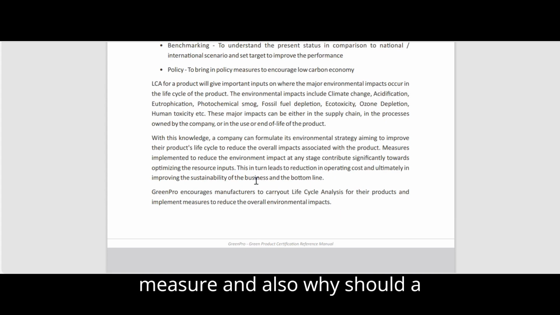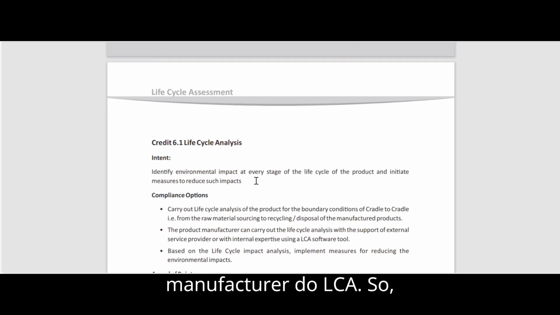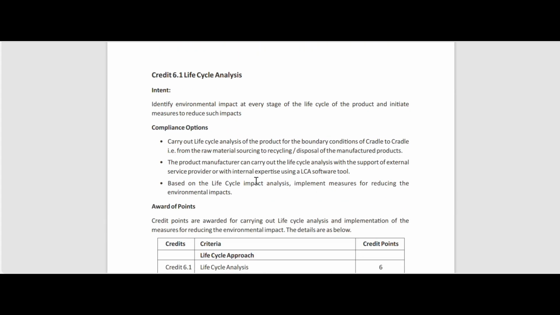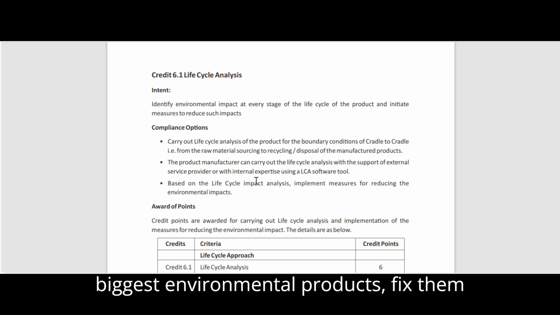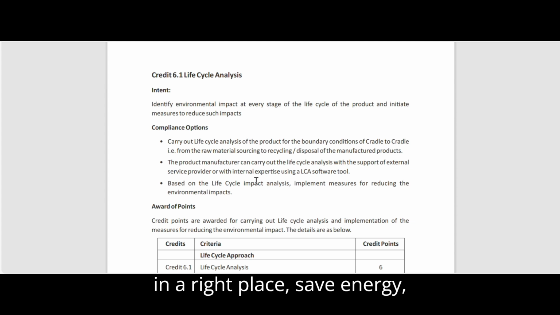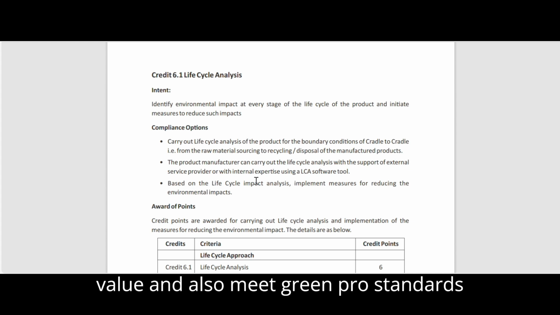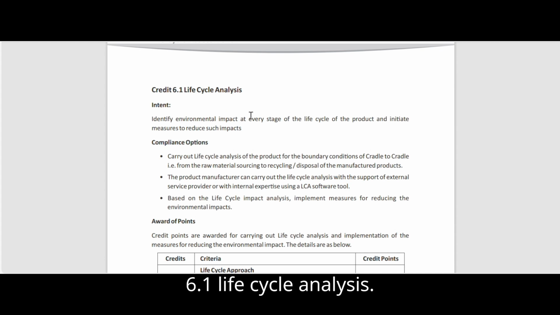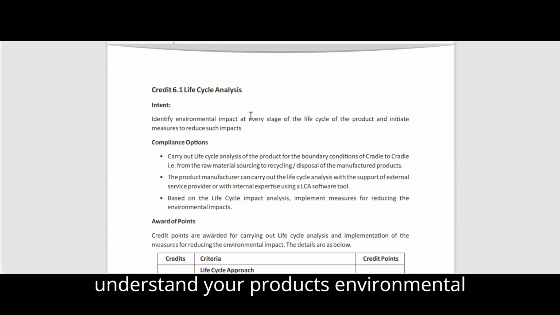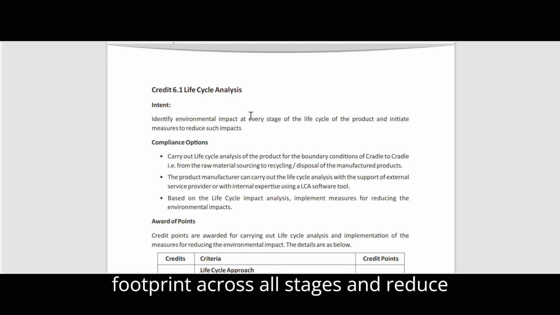And also, why should a manufacturer do LCA? Because it helps you to know your biggest environmental impacts, fix them in the right place, save energy, save raw materials, save money, also improve product value, and also meet GreenPro standards and get certified. So now if we talk about 6.1 life cycle analysis, the intent behind it is to understand your product's environmental footprint across all stages and reduce it.